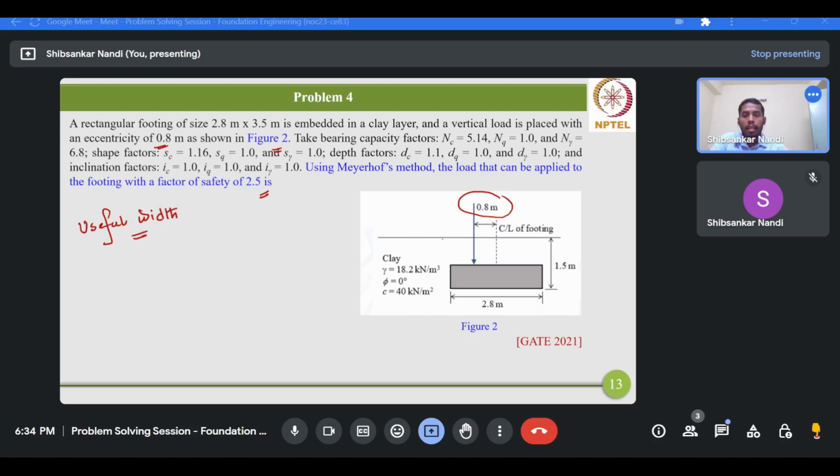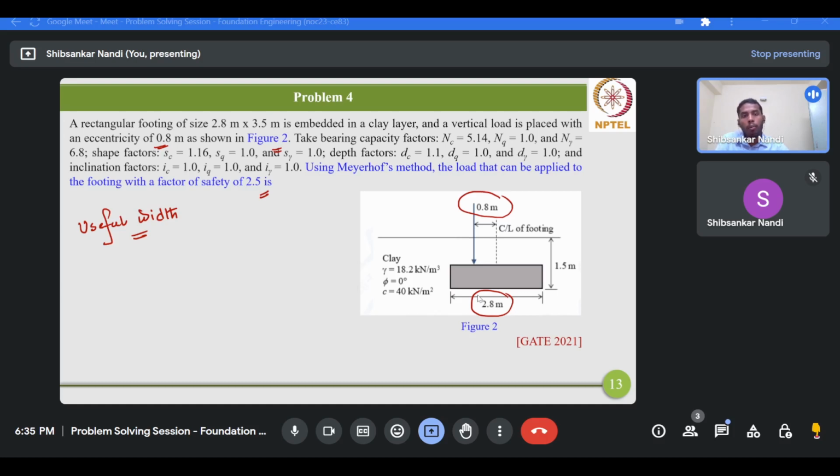So basically, according to this concept, you have to modify the width of the foundation if there is eccentricity along the width direction, and you have to modify the length also if the eccentricity is along the length direction. Okay, so you need to first figure out whether the eccentricity is one way or two ways. So if it is one way and along the width direction, then you have to correct or modify the width. If it is along the length, not along the width, then you have to modify the length.